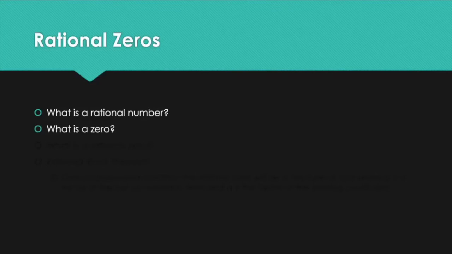A zero is where it crosses the x-axis. So if I put the word rational and zero together, it would mean the zeros that can be represented by fractions, both negative and positive. So this would mean I would have no irrational numbers or no square roots in my zeros.